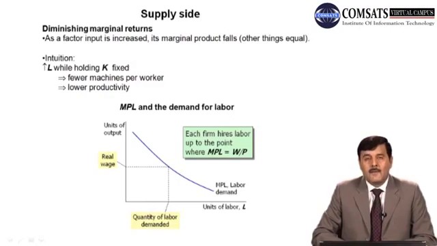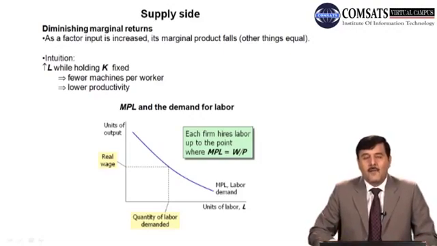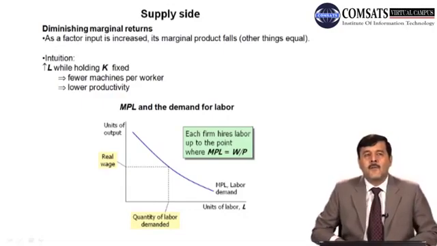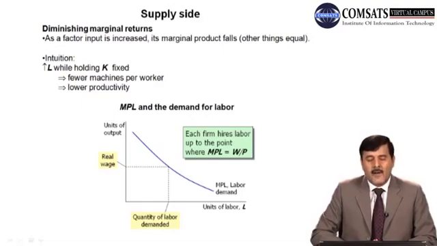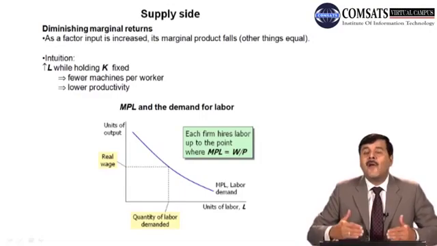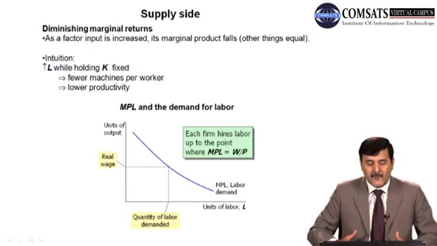We'll continue discussing our model. इस स्लाइड पे अगर देखें, we are talking about diminishing marginal returns. As a factor input is increased, the marginal product falls, other things remaining equal. तो जैसा कि हमने अभी पिछले डायग्राम में देखा कि as long as the firm continues to hire more labor, its marginal product goes down, right? So this phenomenon explains the diminishing marginal returns, that each additional unit of factor of production gives less returns as compared to the previous unit. So this phenomenon is known as diminishing marginal returns.